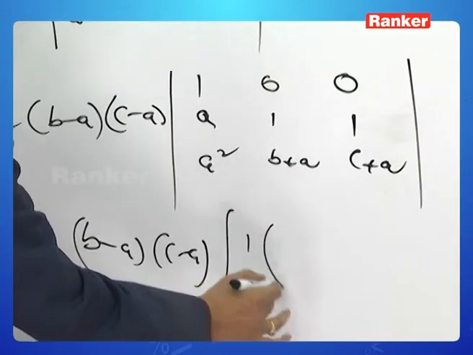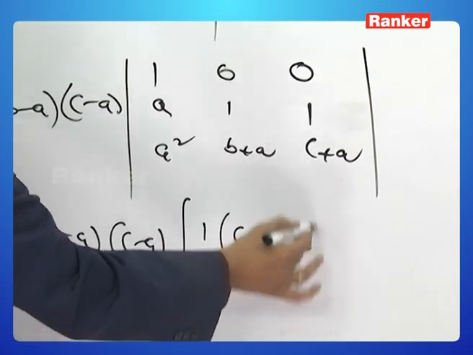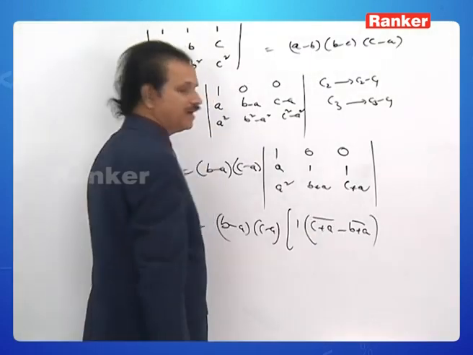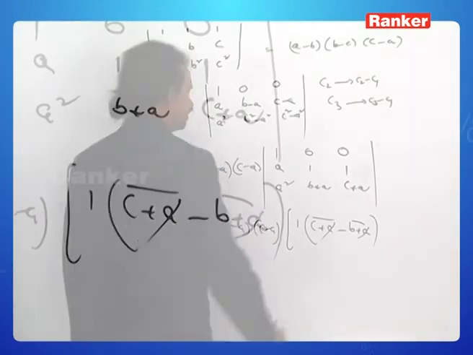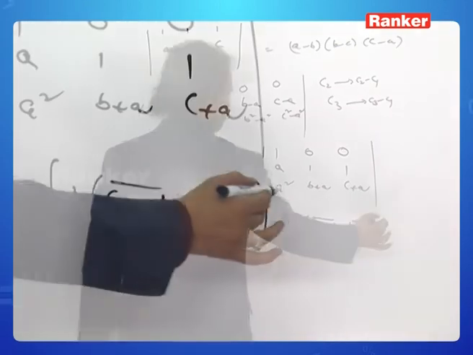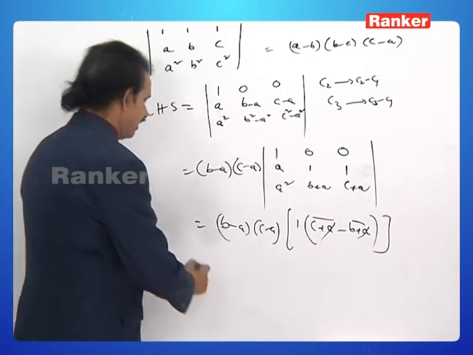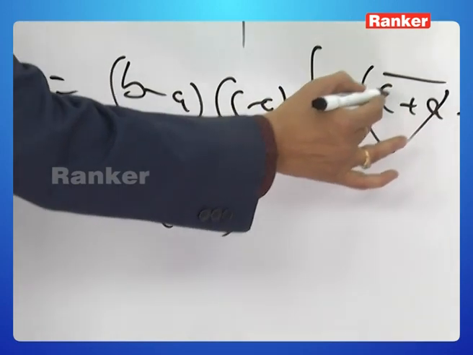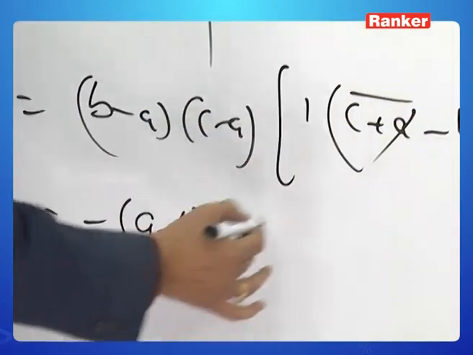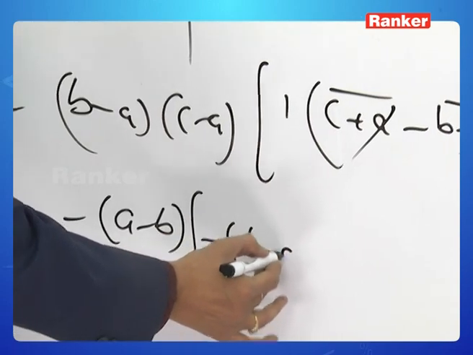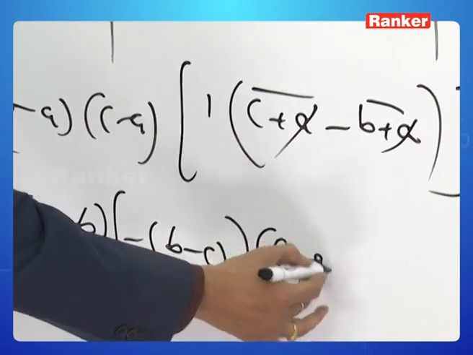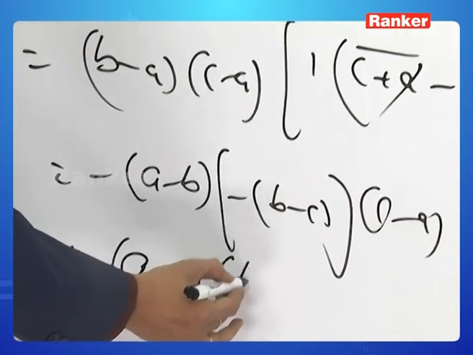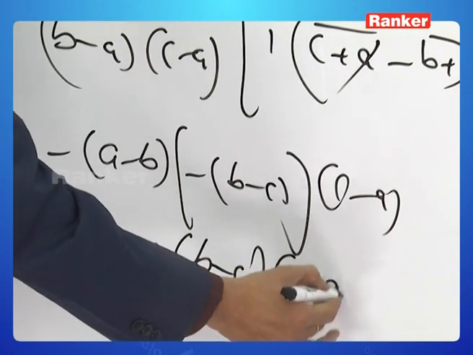Into 1 into C plus A, 1 into B plus A, B plus A. Therefore, C plus A minus B plus A. What happens? A will be cancelled. So inside the brackets, what remains here? C minus B is remained. Now, this is B minus C. I would like to write A minus B in place of B minus A. This is C minus B. I would like to write minus of B minus C. Already C minus A is present here. So total, minus of minus is plus, A minus B into B minus C into C minus A.